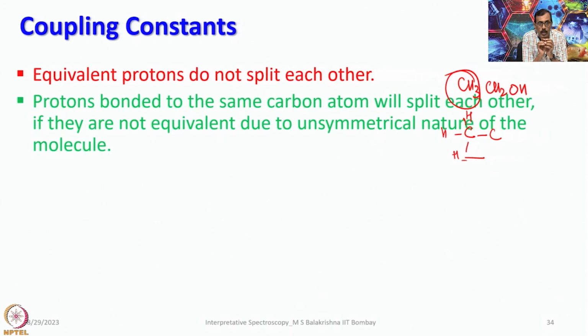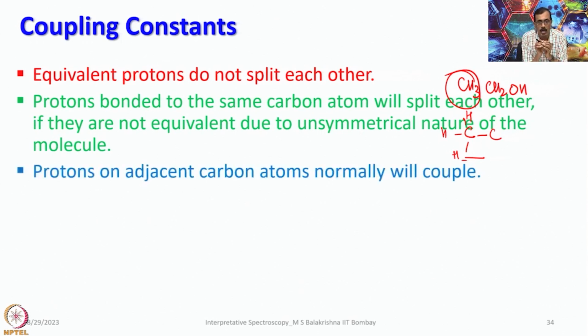Protons bonded to the same carbon atom will split each other if they are not equivalent due to unsymmetrical nature of the molecule. If the 2 hydrogen atoms present on a carbon are non-equivalent because of unsymmetry in the molecule, or the molecule is differently substituted on both ends, geminal coupling can be observed. In that case, invariably we come across a second order spectrum. Protons on adjacent carbon atoms, provided they are not chemically equivalent, normally couple.